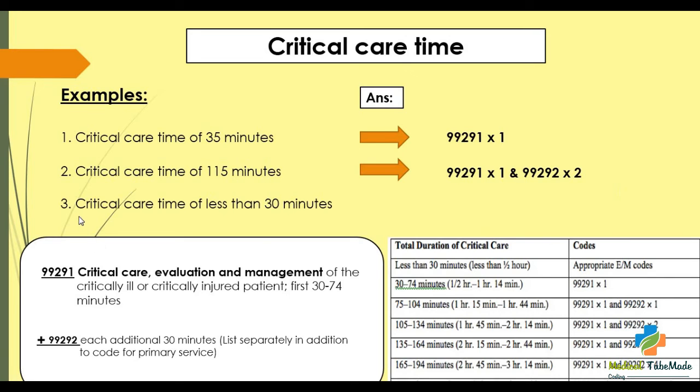And then the third example will be a critical care time of less than 30 minutes. Then what will be the CPT code? Here in the table, less than 30 minutes, then the appropriate E/M code. So in this case we should not use any critical care CPT code. At that time we need to use a proper E/M code. If it is the emergency department, then go with the emergency department E/M code. If it is a hospital inpatient setting, then go with the hospital care E/M code. So it's very clear that we should not assign a critical care CPT code for less than 30 minutes. We can't report a critical care code here.